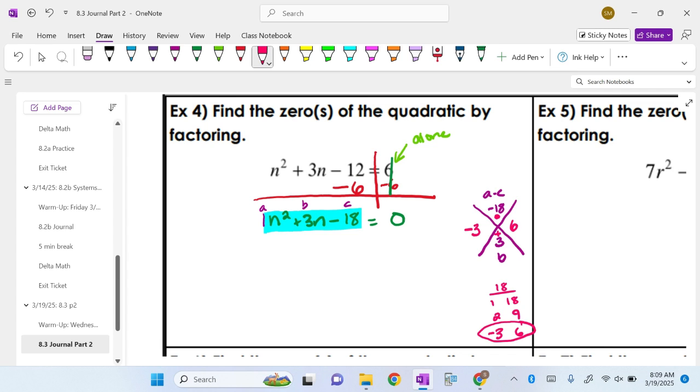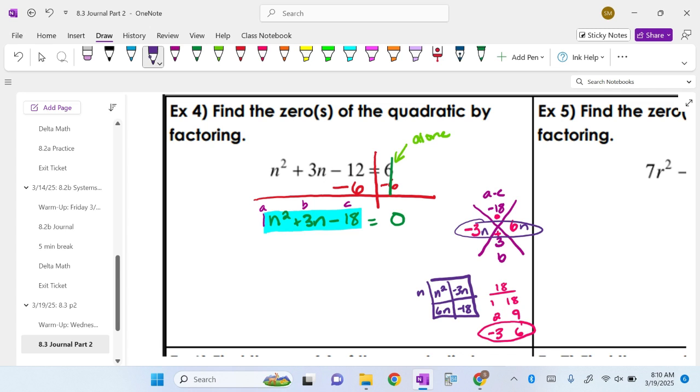Now, the next step would typically be your reverse box. I'm not going to go through that, but if I'm just setting up my reverse box, remember, you're replacing your 3n with these two values. So we always have n squared in the corner, negative 18 in the bottom right, and then we can have negative 3n and 6n.